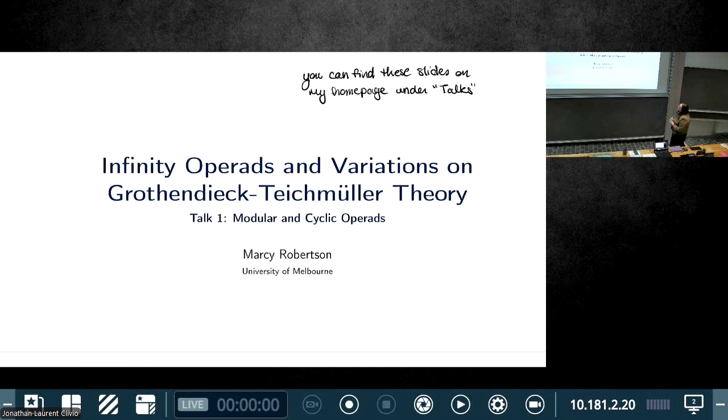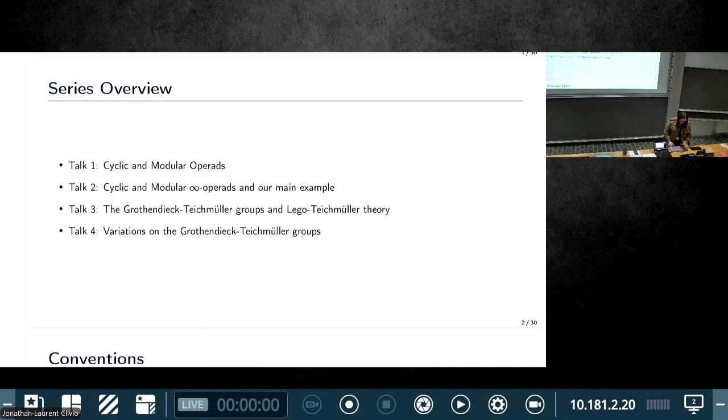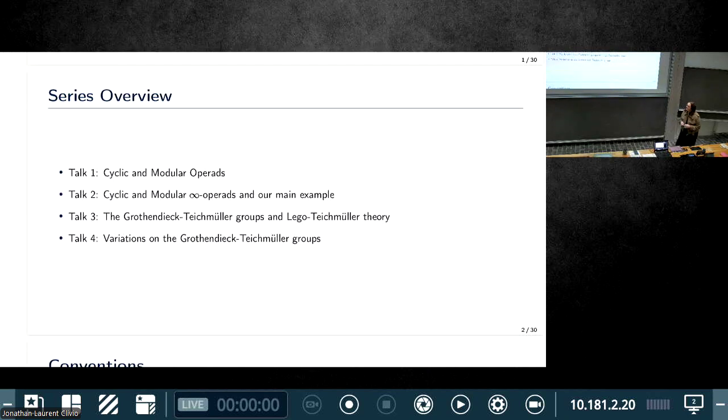All right, so today we're going to talk about modular and cyclic operads. The basic idea of this series is that we're going to introduce cyclic and modular operads, a model for cyclic and modular infinity operads, and construct an explicit example of an infinity modular operad which locally models the homotopy types of the moduli space of genus g curves with n marked points.